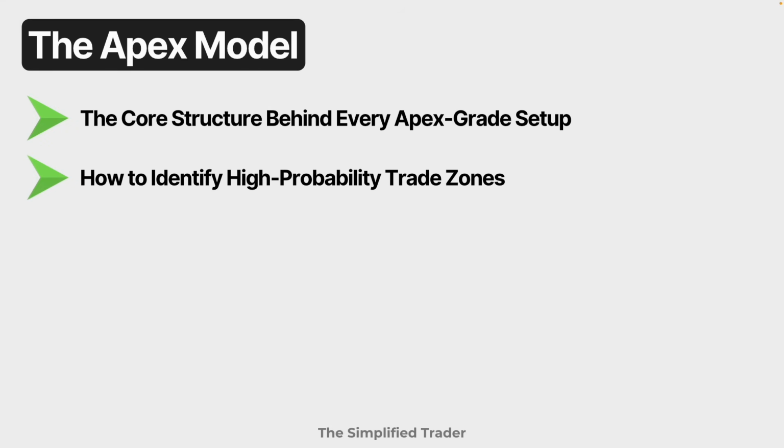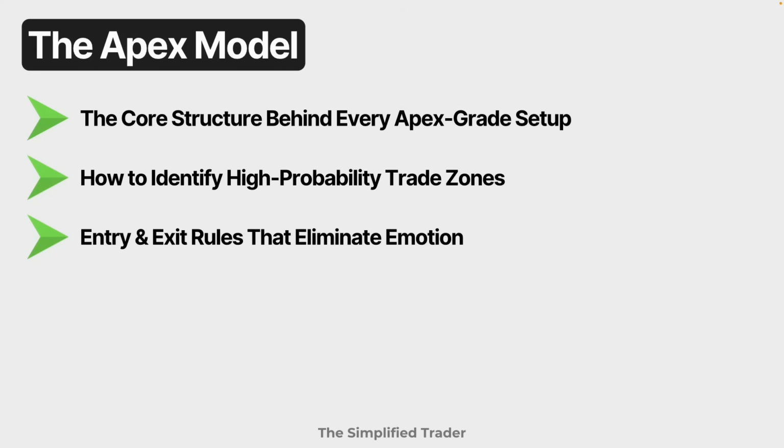Then we're going to go over how to identify key price zones where institutions are likely positioning themselves. These are the areas where smart money steps in, and that's the area where we look to enter a trade. I'll break down my entry and exit criteria so that there's zero guesswork. These are the rules I follow, and they keep my trading consistent and emotionally neutral.